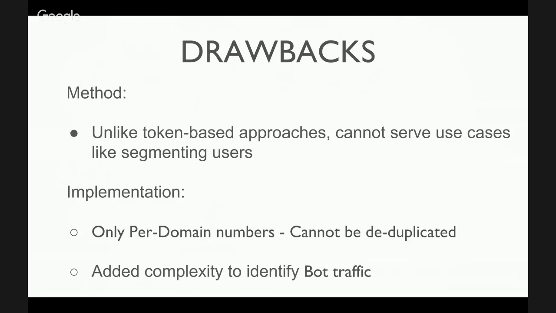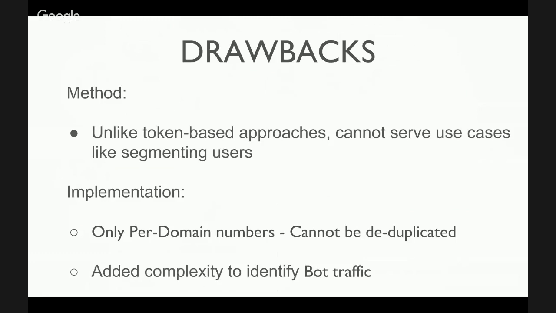Also, in the current implementation, we have this cookie deployed only per domain. So en.m.wikipedia gets a different cookie from en.wikipedia. So no two wikis or projects can be combined based on country or any such criteria, and these numbers are not deduplicated. Because of that, we have only per-domain numbers for the current implementation.